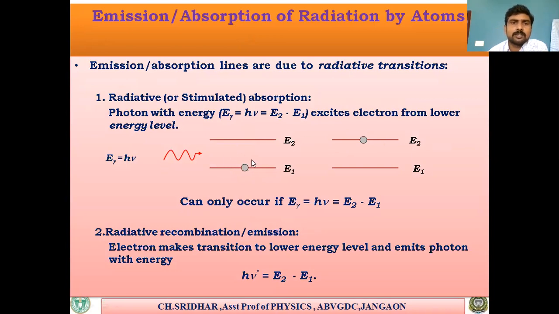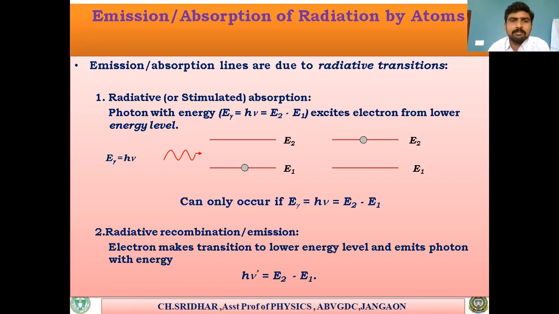The electron is in the lower energy state initially. Upon impingement of the photon or the energy, it goes to the higher energy state, E1 to E2. It can occur only if E gamma is equal to h nu is equal to E2 minus E1. So whatever energy we give to the electron, only if it equals the difference of the energy levels does the absorption occur. This is called radiative absorption.